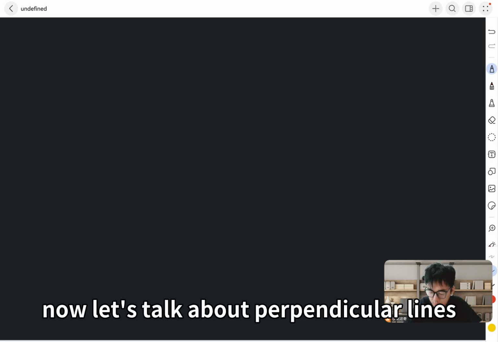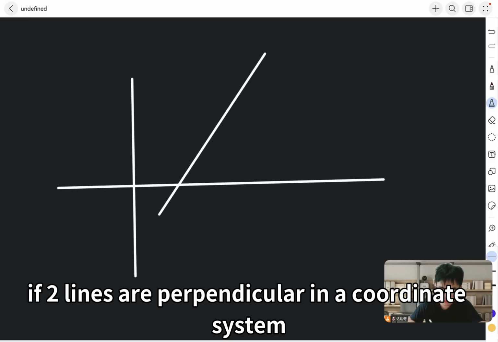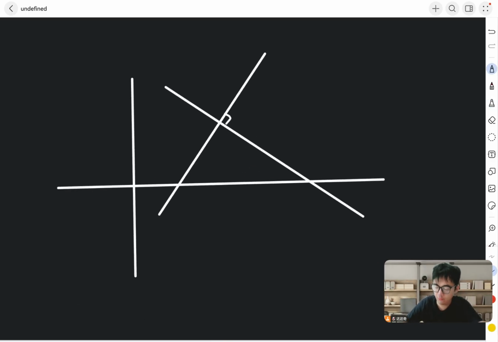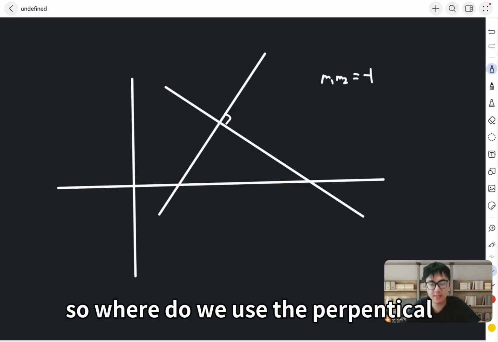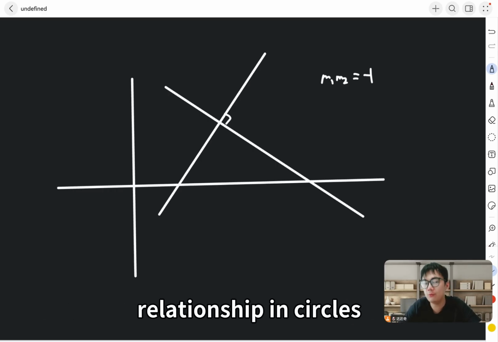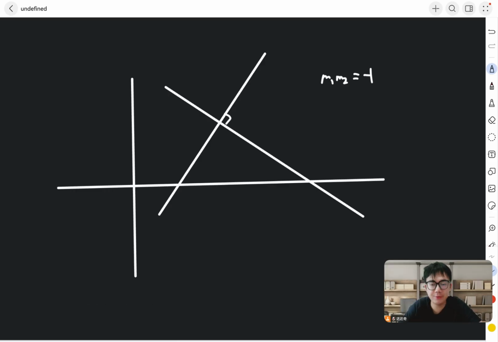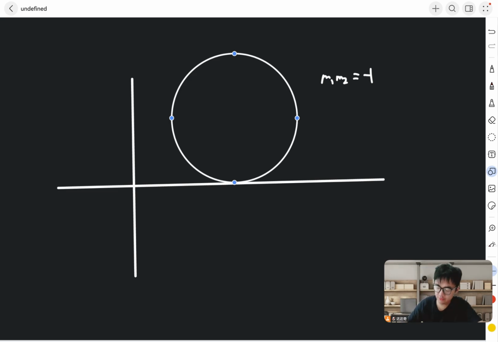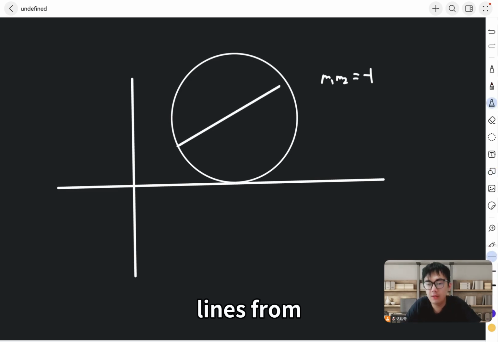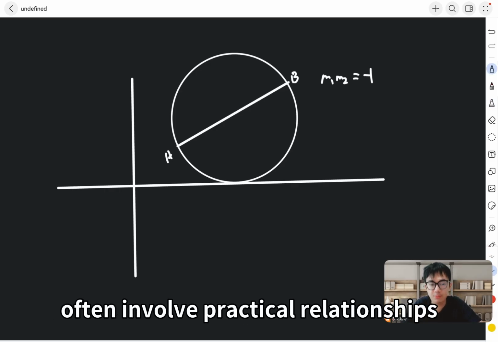Now let's talk about perpendicular lines. If two lines are perpendicular in a coordinate system, as we learned before, the product of their slopes, m1 times m2, must be -1. So where do we use the perpendicular relationship in circles? For instance, if you draw a circle and take any diameter, the lines from the endpoints to any point on the circle involve perpendicular relationships.